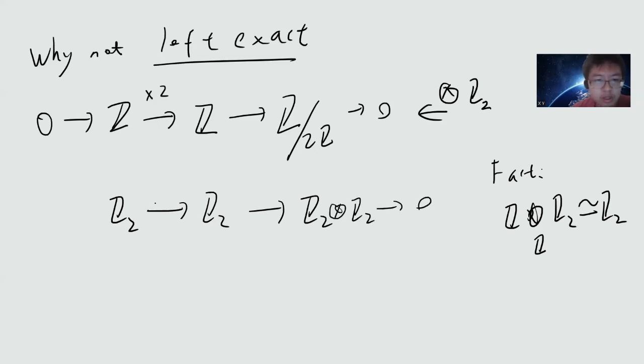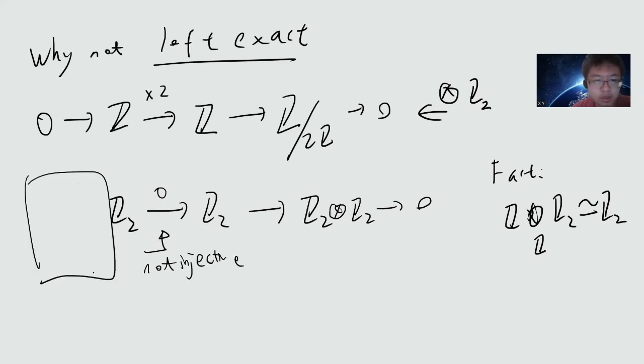Okay, but now this map becomes 0, right? So this map is not injective. So now you will lose the exactness from this part. And obviously you can check this part is still exact.